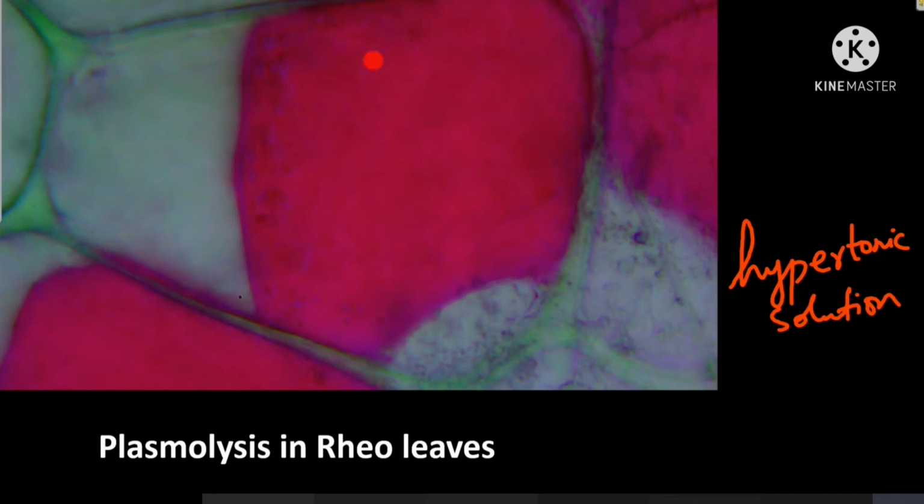So this is plasmolysis, where this is the cytoplasm. Cytoplasm is red in color because you know Rhoeo leaf is also red in color. And what you see here, this is the cell wall. So the cytoplasm moves away from the cell wall when you put it in hypertonic solution. That is called plasmolysis.